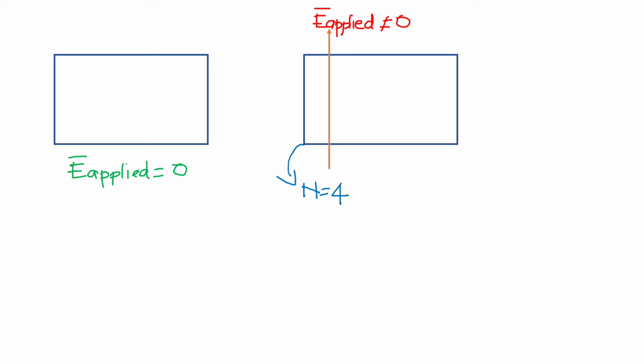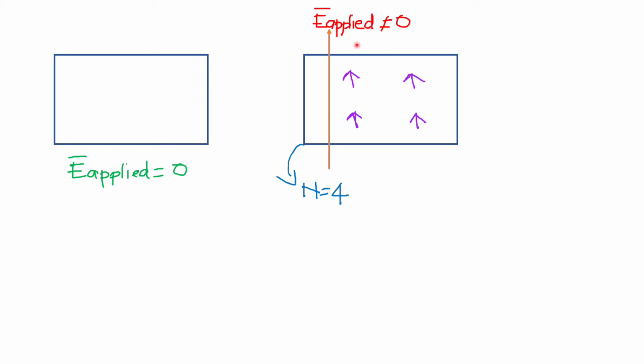What will happen here? I can draw that there will be 4 electric dipole moments because we have 4 atoms here. So this will be our first electric dipole moment. Second, third, and fourth. The direction of these electric dipole moments is equal to E applied. We will follow the direction of E applied.